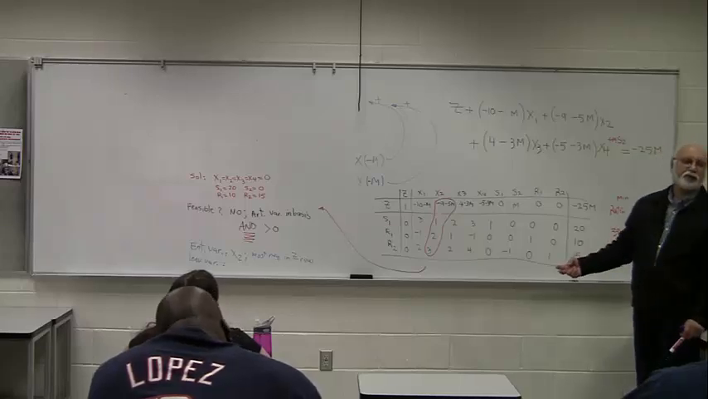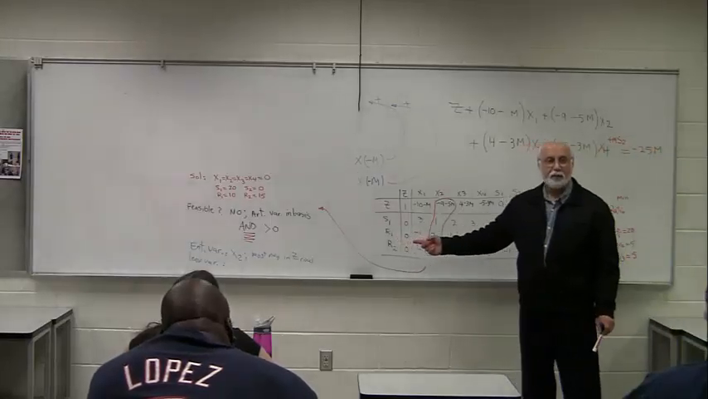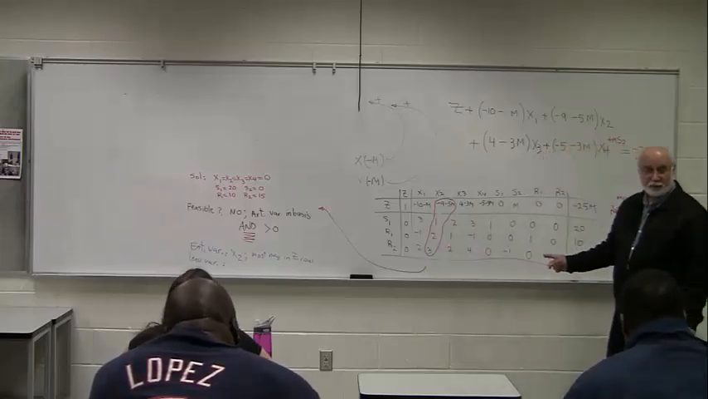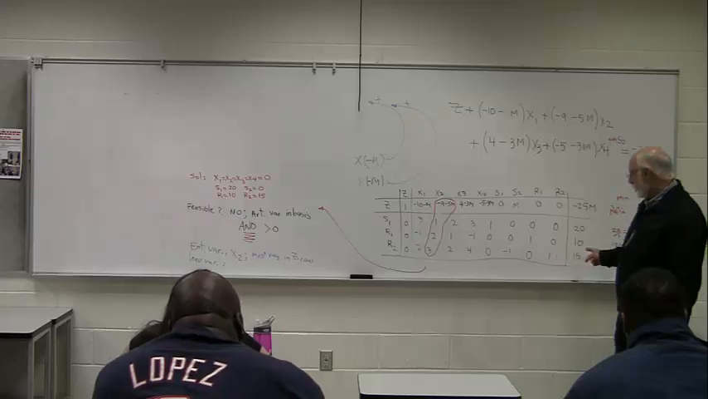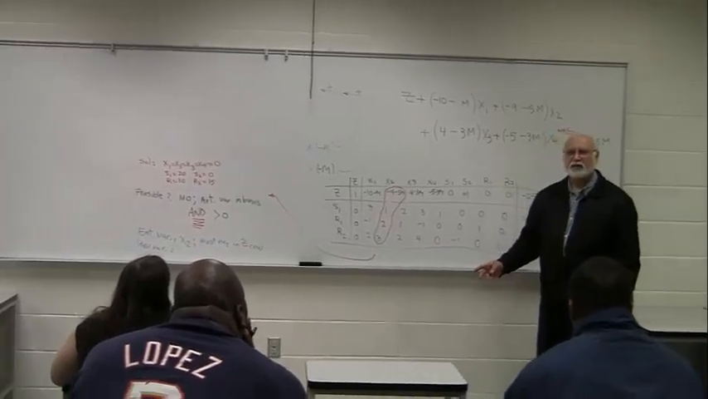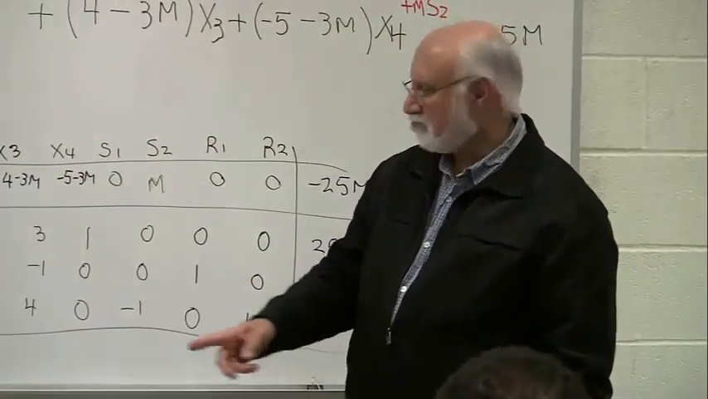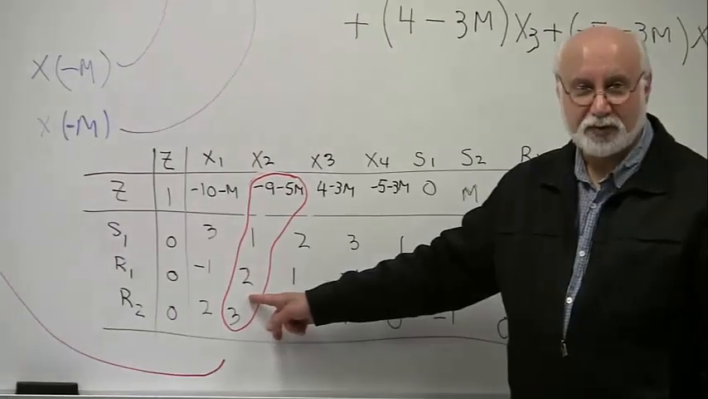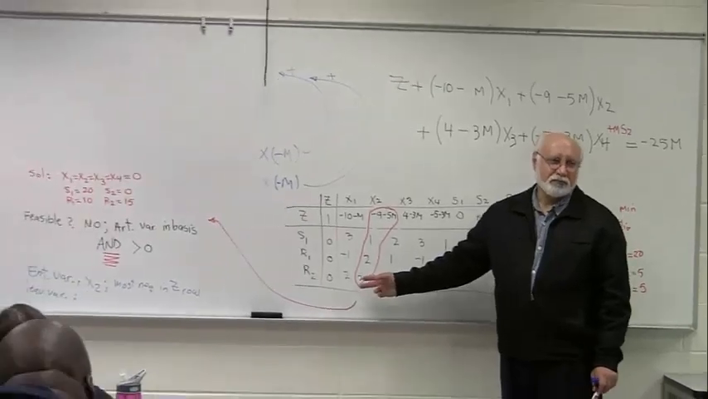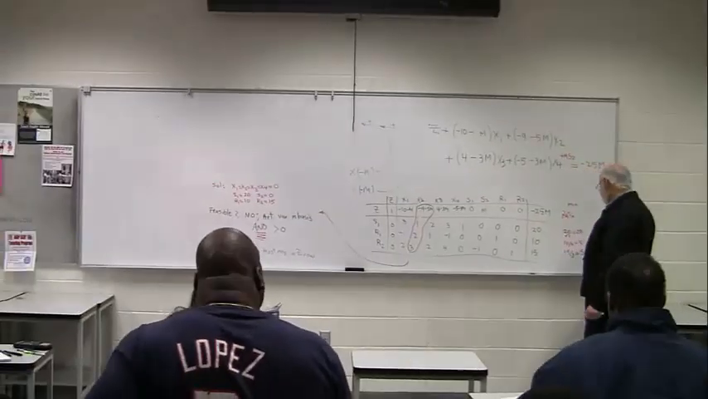If you were, which one would you select? R1. He's selecting R1. Why? That's the row with the most zeros. Okay, that's one thing. What else? It's easier to work with 2, because you're multiplying by 1/2, then 3, which is 1/3. Other than that, it's just a process that you have to go through. So we will select that.